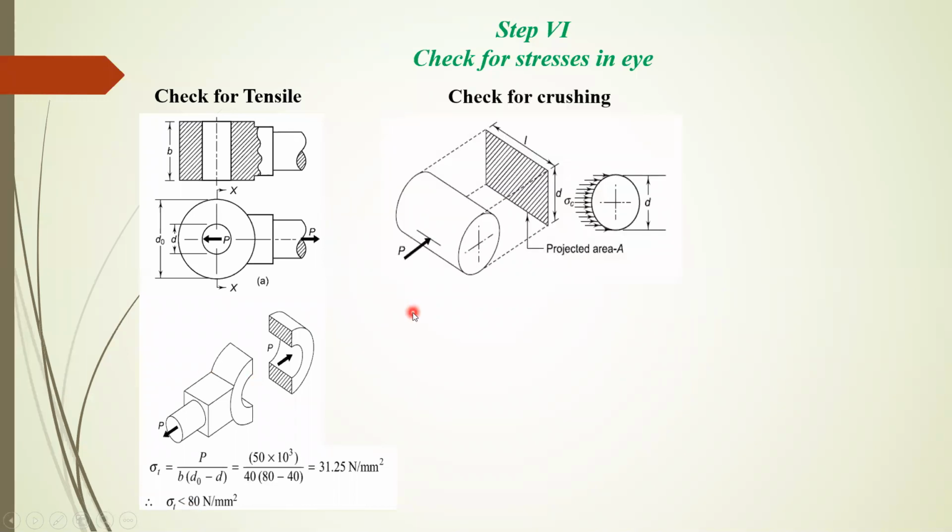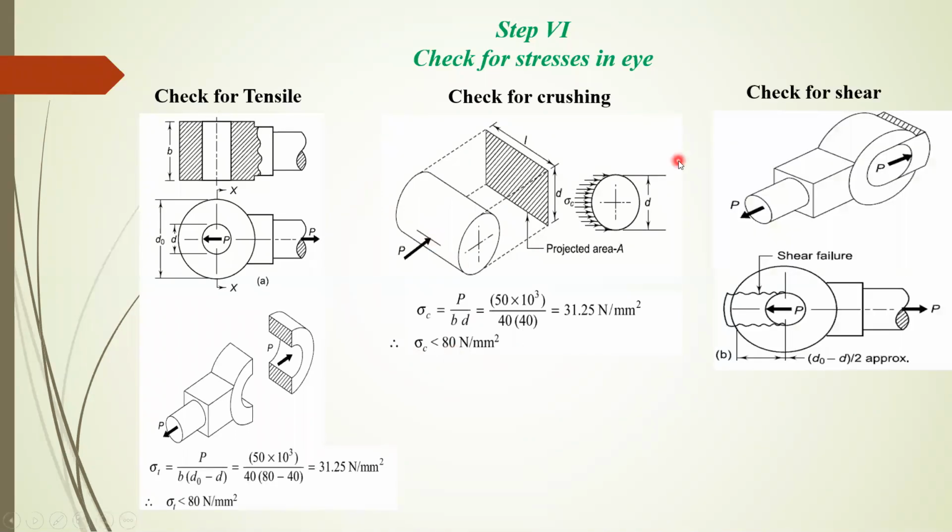Similarly, we have to check for crushing. The crushing stress formula is P divided by B into d, force per unit area. So it is 31. Again, the permissible compressive stress is 80 Newton per mm square, so it is under the limit.